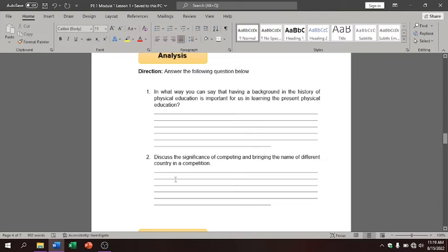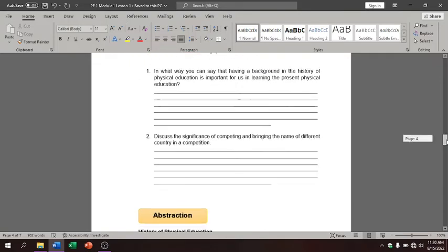Next one, discuss the significance of competing and bringing the name of different countries in a competition. Another 5 points. This one is an essay, but not a paragraph essay. Something like 5 sentences, 4 sentences is enough.